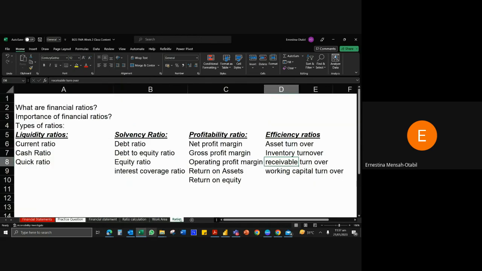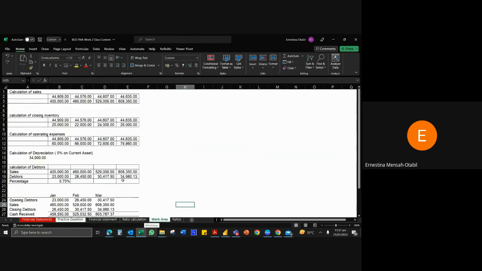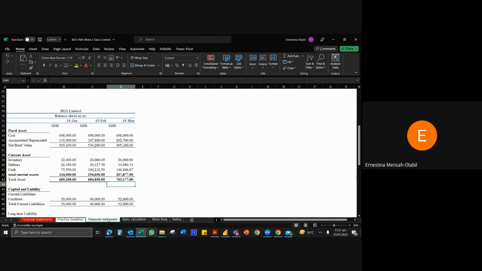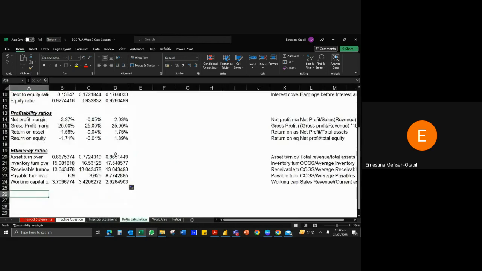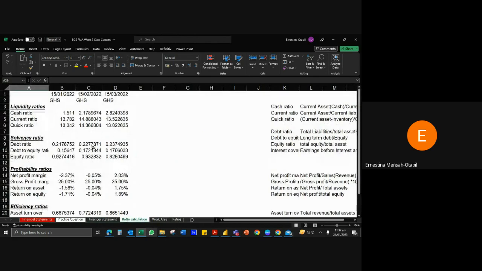There are other ratios that we could look at, but I think we would have to end here, and you will just go through it, because there's going to be a project that we are going to assess you based on, just like what Jonathan said. So we are done with financial ratios, and you can just practice on your own. We are going to leave this workbook in the Google Classroom, and also the recording. You can have access to the recording too.